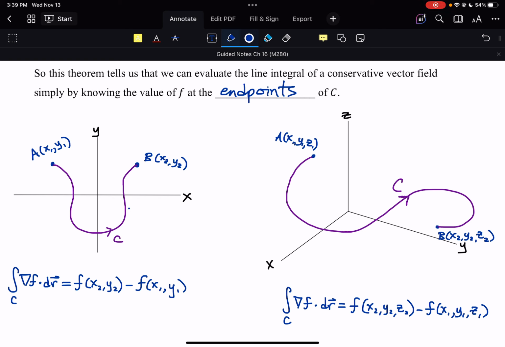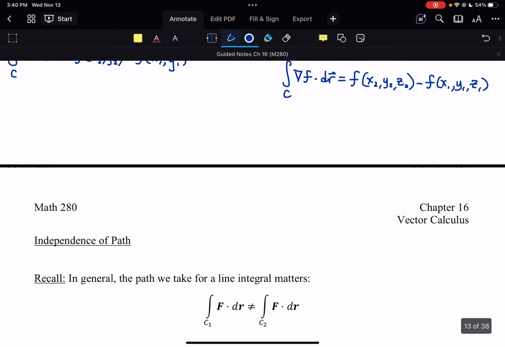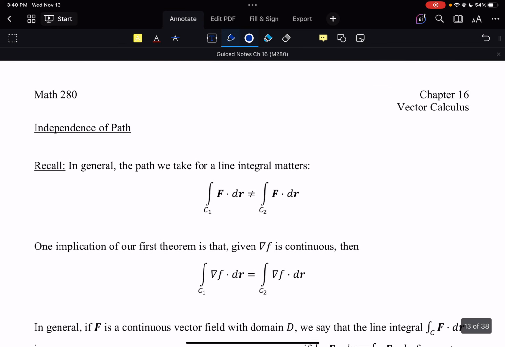It didn't have to look like this. It could have been something totally different, but the endpoints were the same, and so we should then get the same result. This goes a little bit against what we talked about last time, which was that different paths will produce different values of line integrals. But in order for this to work, they should be producing the same result. So this is the next thing we need to talk about, which is independence of path.